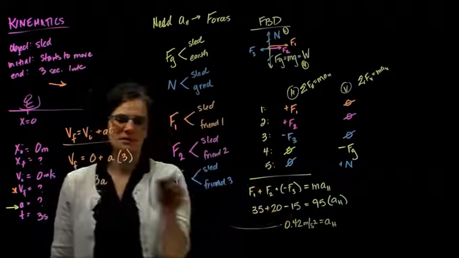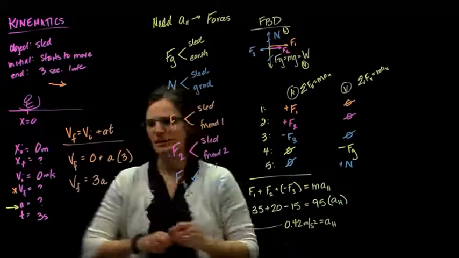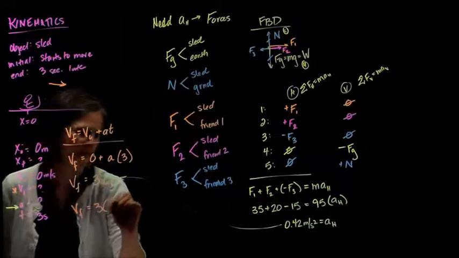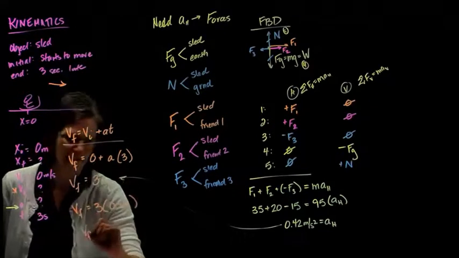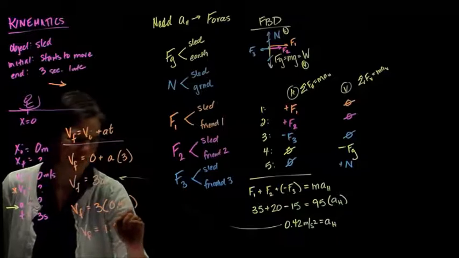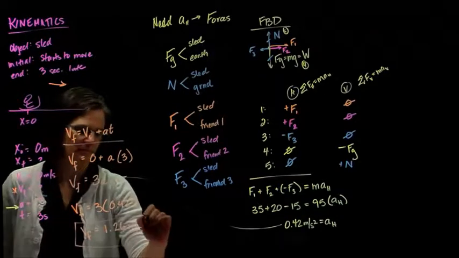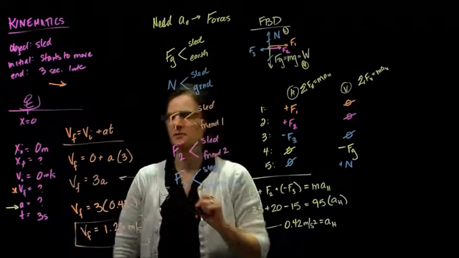I can take this horizontal acceleration and use it to find my final velocity. So V final is equal to 3 times 0.42. At the end of that 3 seconds, my buddy in his sled is going 1.26 meters per second. Meters per second, not seconds squared.